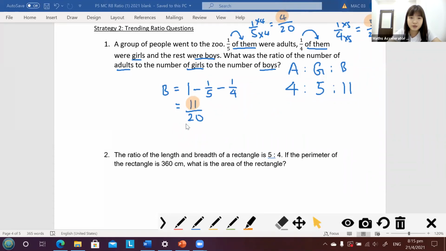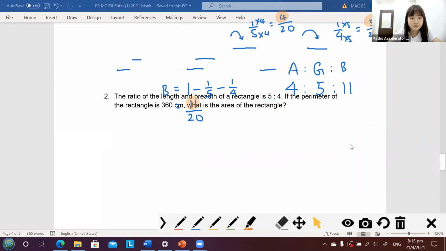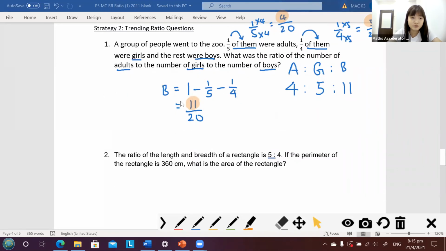Then boys will just be the remaining here. 1 is everything, just like your fractions. You want to get the rest of the boys. Okay, the rest were boys. So everyone, 1, minus adults, minus girls, you can get the remainder, which is the boys.